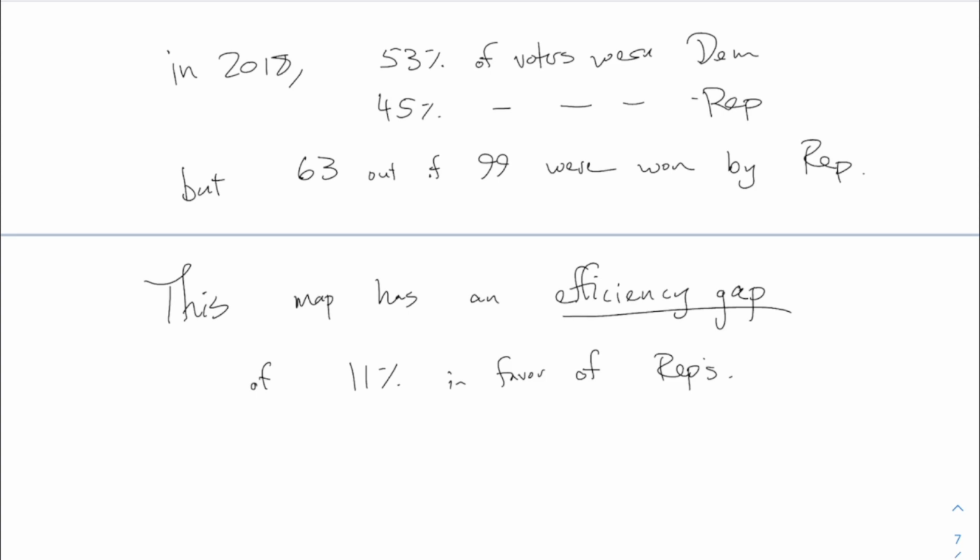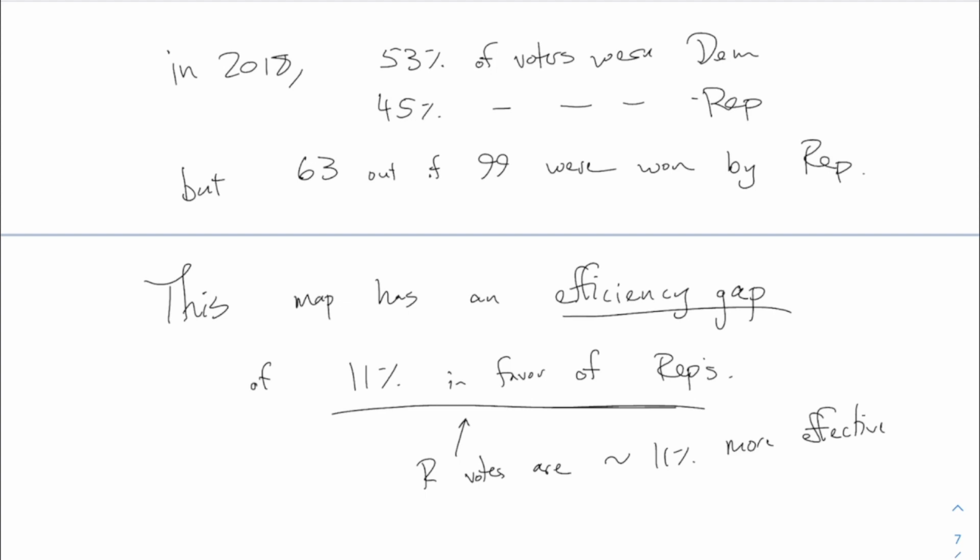Basically, what that means is that every Republican vote is sort of counting for 11% more than every Democrat vote is, just because of the way the Democrats have been packed into districts with each other so that their votes kind of get thrown away, or they get wasted, whereas the Republican votes are more effective. This basically means that the R votes are about 11% more effective.